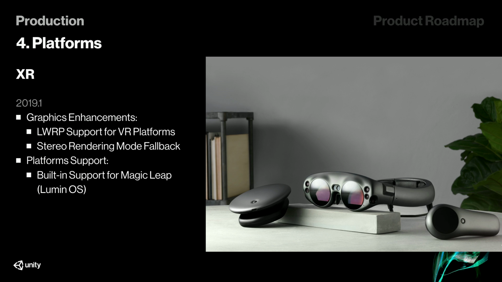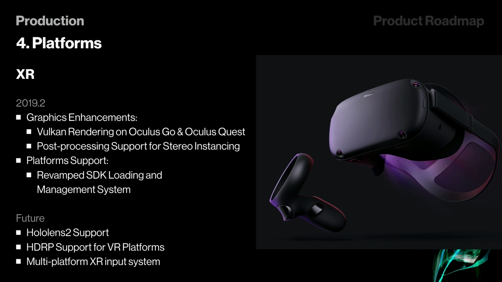Then XR, of course, another beloved platform. In 2019, we have a lot of graphics enhancements. So you can tell us about lightweight render pipeline, right? So much about lightweight render pipeline. Yeah, we'll get those slides. Yeah, we'll get there in a moment. Lightweight render support for VR and stereo rendering mode fallbacks. And we're supporting our friends at Magic Leap, just over there, who are going to have Lumin OS support built into Unity, so no more SDK shenanigans.